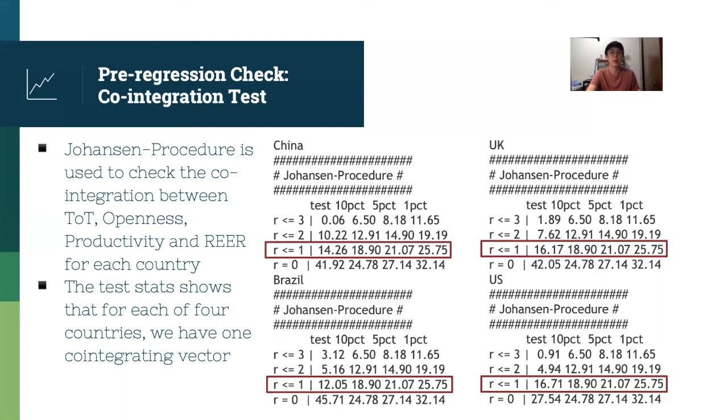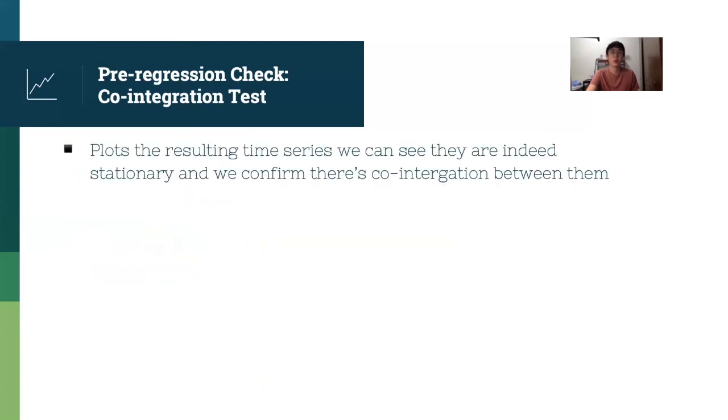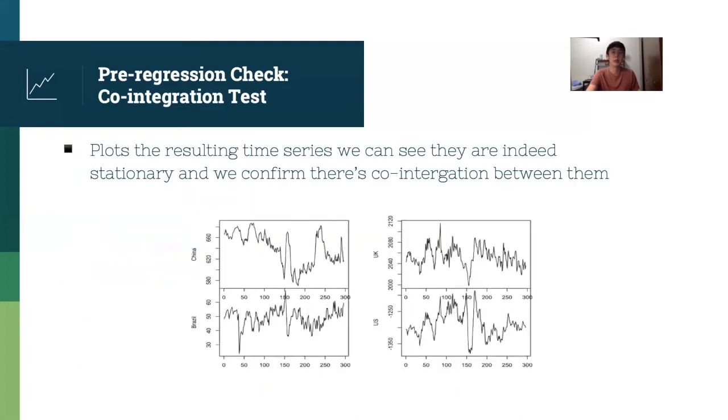Instead of solely relying on this procedure, we plot the 4 co-integrating vectors. As you can see in the plot below, the 4 co-integrating time series indeed show some stationarity as they are moving around the same mean. Therefore, we conclude there's co-integration and are confident to proceed with our panel regression.